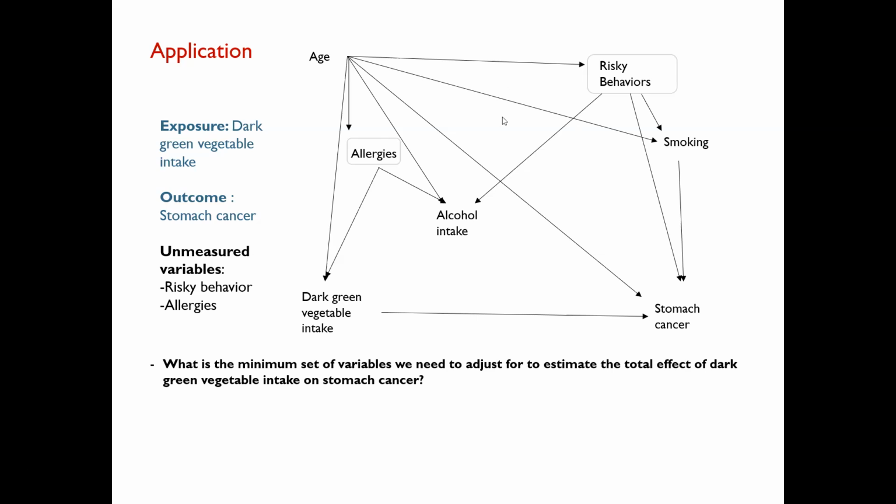I got age and risky behavior. Okay, so risky behavior and allergies, you have to put them as unmeasured variables. When you have exposure and outcome, you remember on your left you have the variable exposure, outcome, and you have the unobserved variable. So you have to put them both as unobserved or unmeasured. I forgot it's in the package, because basically we're not able to measure them.